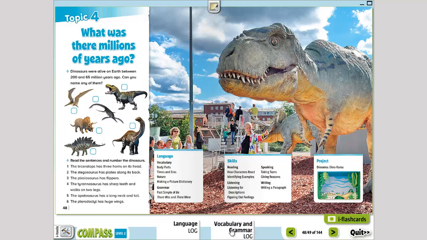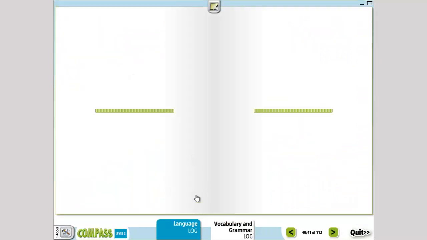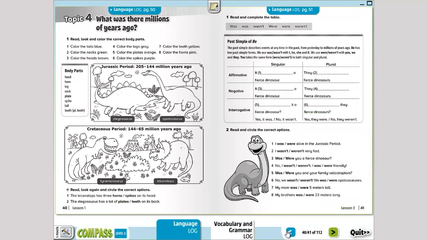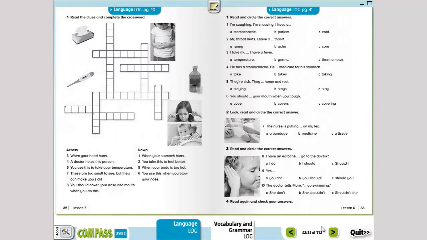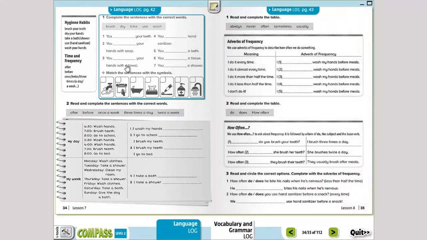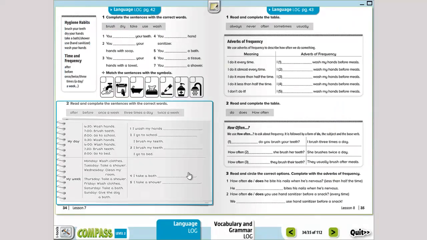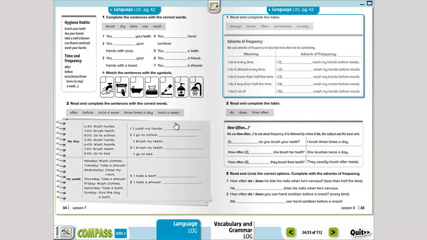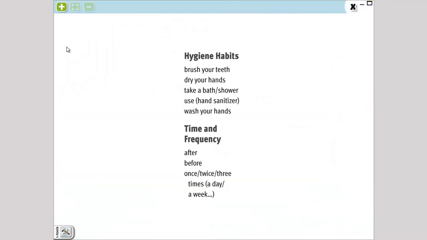Now we have page 34 and page 35. Tenemos la página 34 y 35 del libro de vocabulary and grammar. This one. So what do we have here? Recuerden, estas son páginas para repasar lo que vimos la semana pasada en vocabulary and grammar. En language. Vocabulary and grammar es para repasar todo eso.